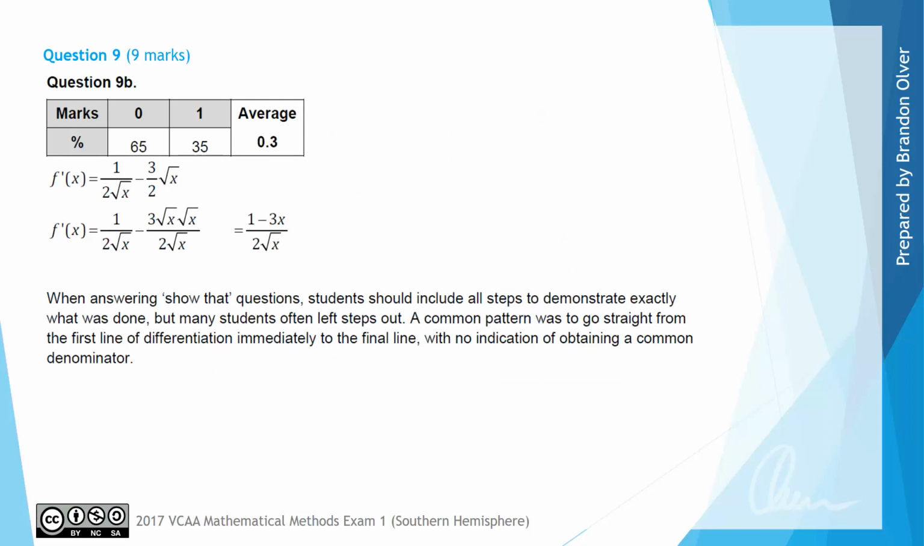So from the examiner's report, we can see that a bit over a third of students got the full marks for this question, and that the examiner goes on to state that when answering show that questions, students should include all steps to demonstrate exactly what was done. But many students often left steps out of this show that question. A common pattern was to go straight from the first line of differentiation immediately to the final line, with no indication of obtaining a common denominator. So that was an essential step in this question.